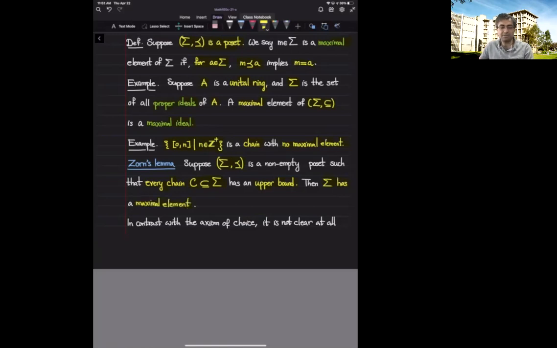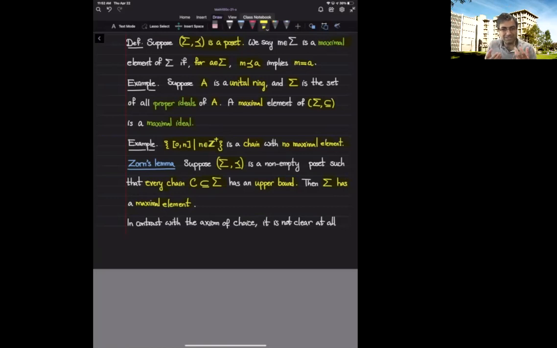Intuitively, it's like this: I start with an element inside sigma. If it's not maximal, I can find something on top of this. If that guy is not maximal, I can find something on top of this. And I continue like that. Then I get a chain. It has an upper bound. I take that upper bound and I continue like that, and so on.